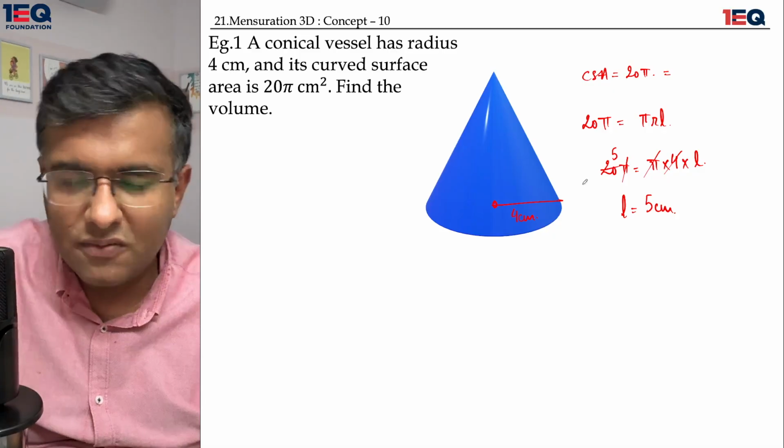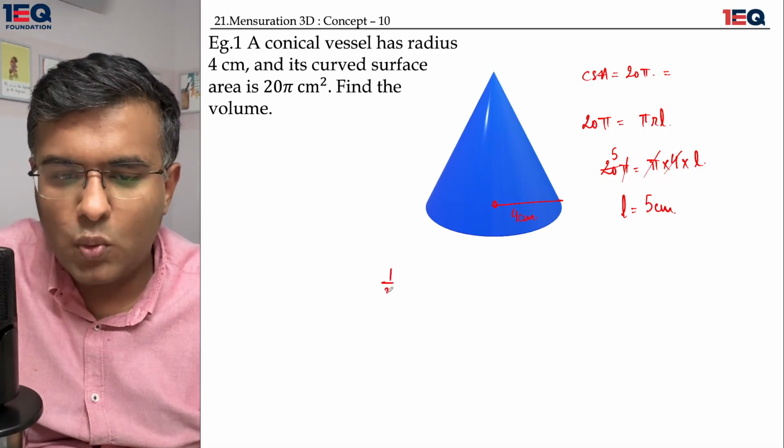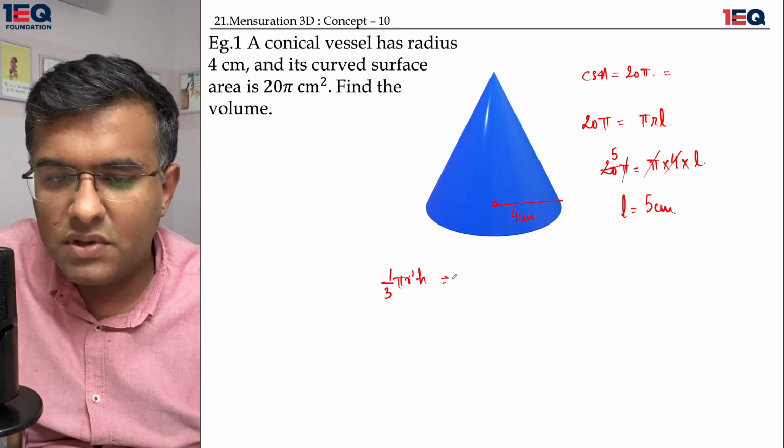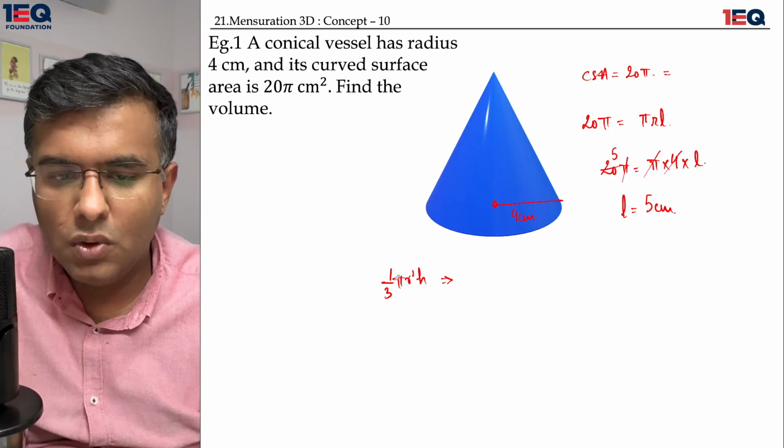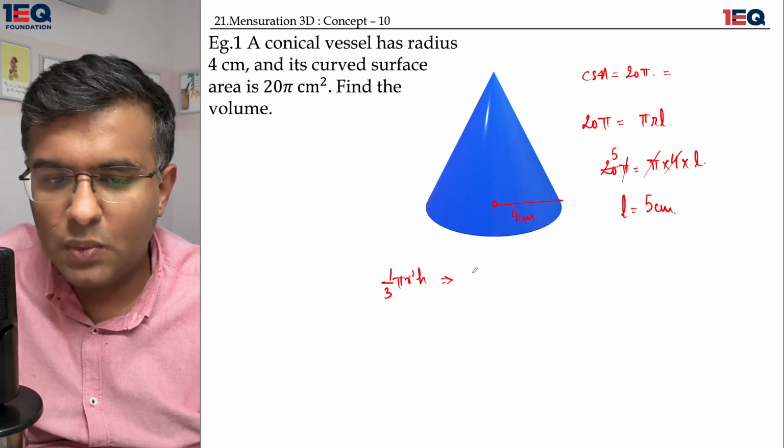I need to find out the volume. The volume is 1 by 3 pi r square h, which would ultimately lead to 1 by 3 pi r square h, something we have.